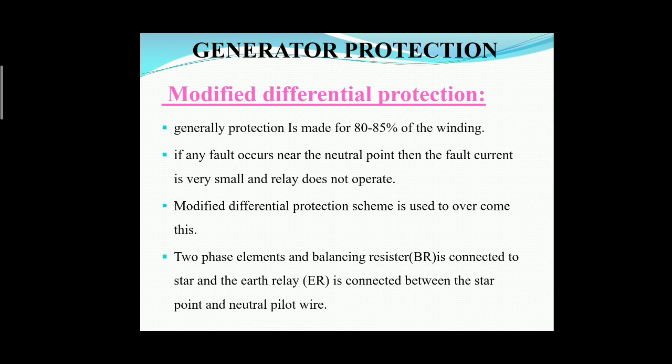Along with the resistor, the earth fault relay is kept between the stator and the neutral. Okay, next one is the under normal operating conditions. These currents are equal, but become different on the occurrence of a fault in the protected section.